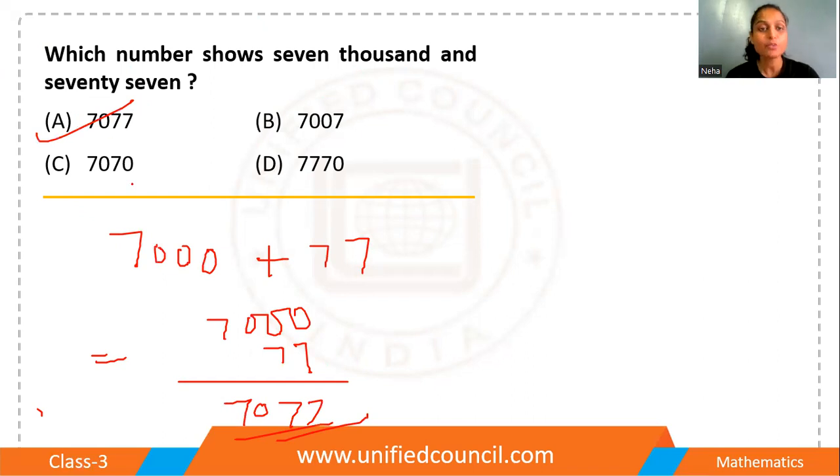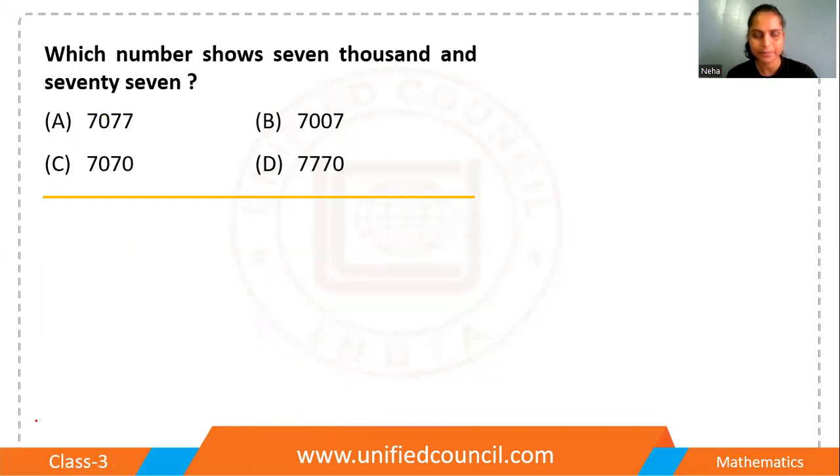Okay. And if you don't want to go with this, then you can do one more thing. You can just check the options and find out which is 7,077. But this is the easiest way. Okay. All right. Let's move to the next one.